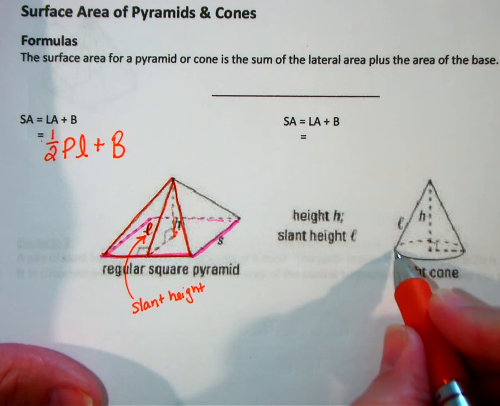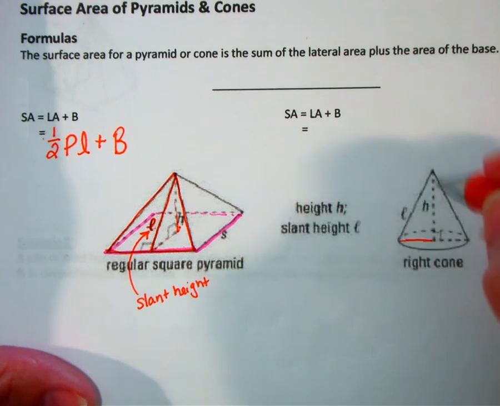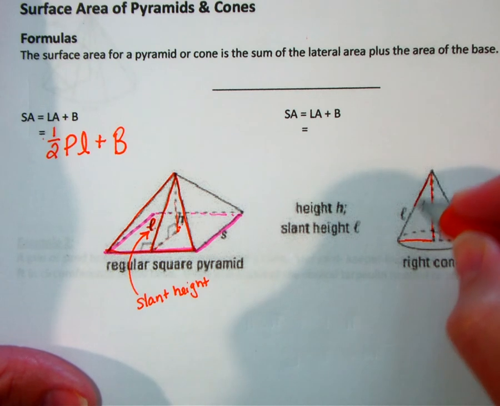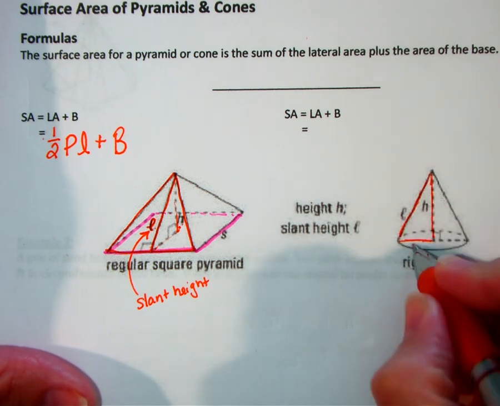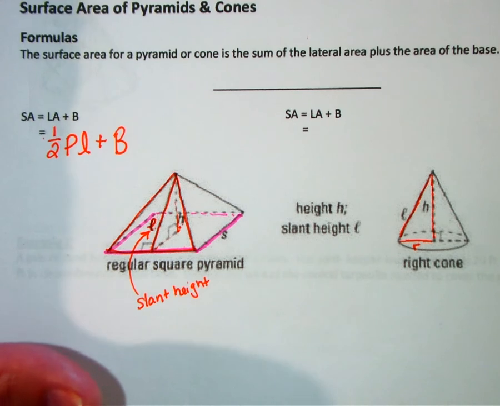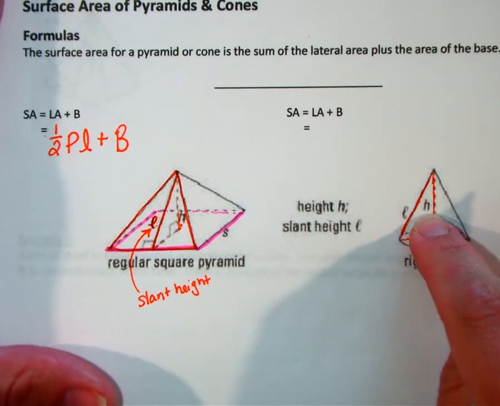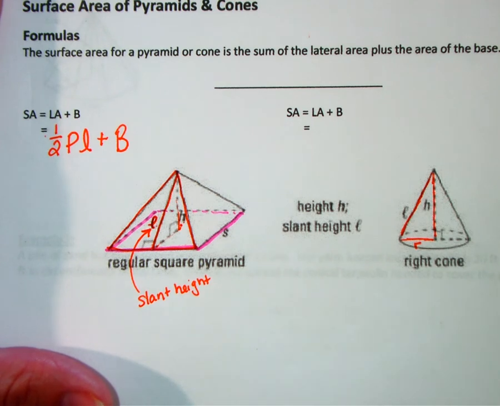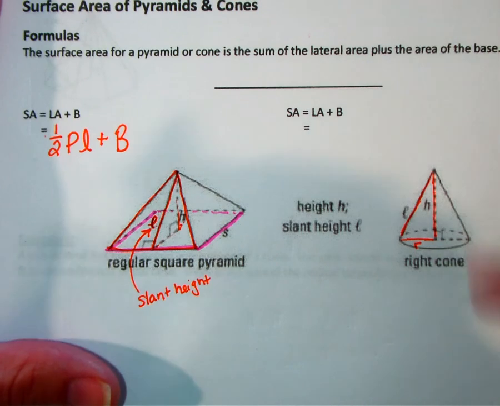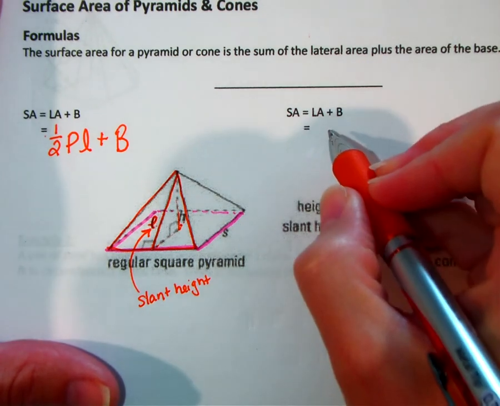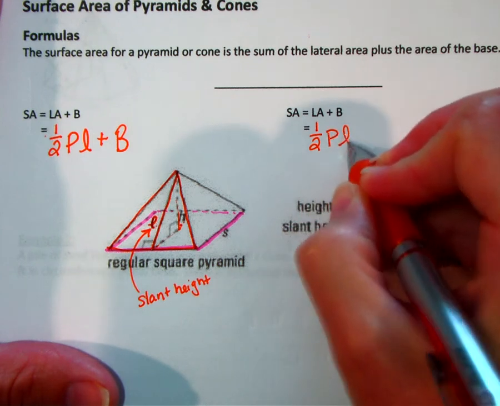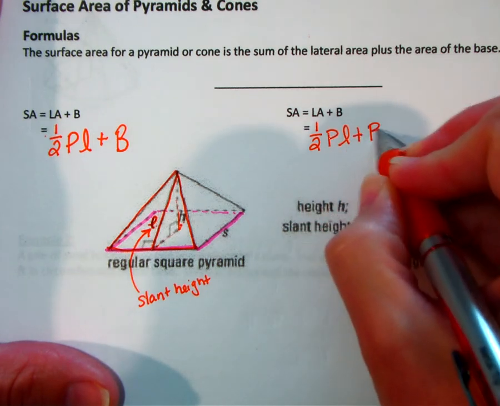Same thing over here. You're going to see that in the cone, the height goes through the middle of the cone. The slant height is along the slanted side, and then radius would be right here. So with the cone, if I gave you height, you'd have to use the Pythagorean theorem to find the slant height. Okay, so the formula for the cone, and again, these are all on your formula sheet, is 1/2 perimeter times slant height plus 1 base area.